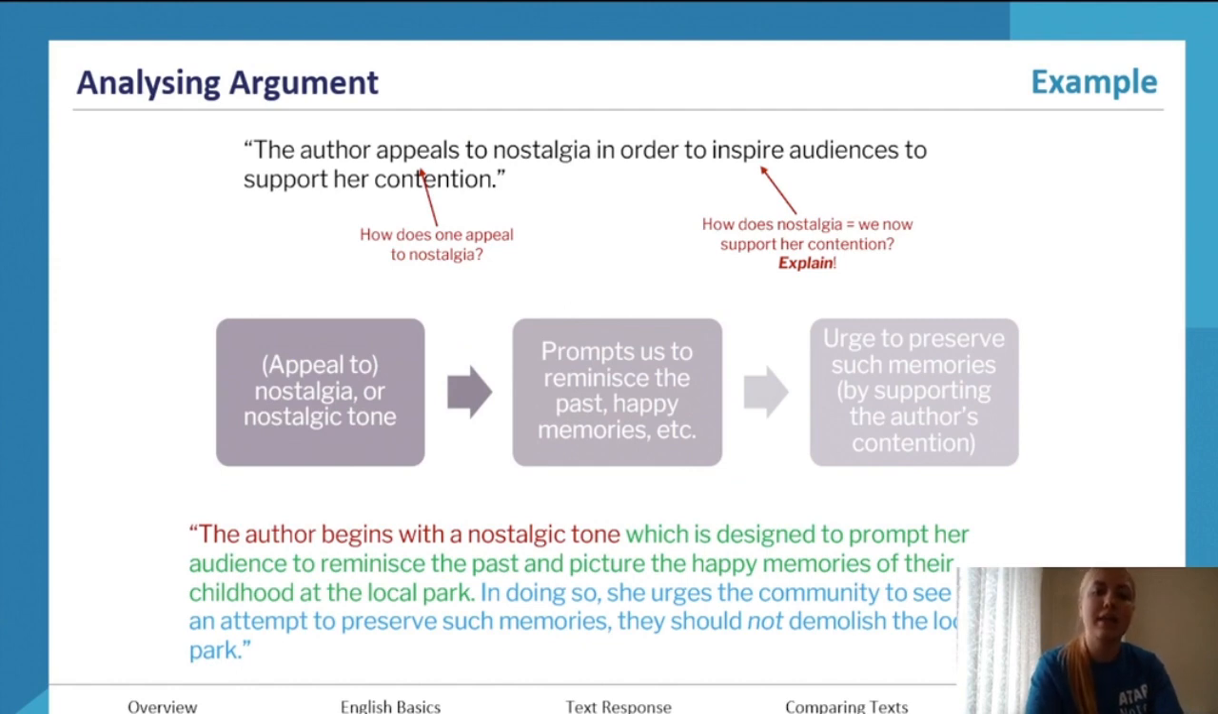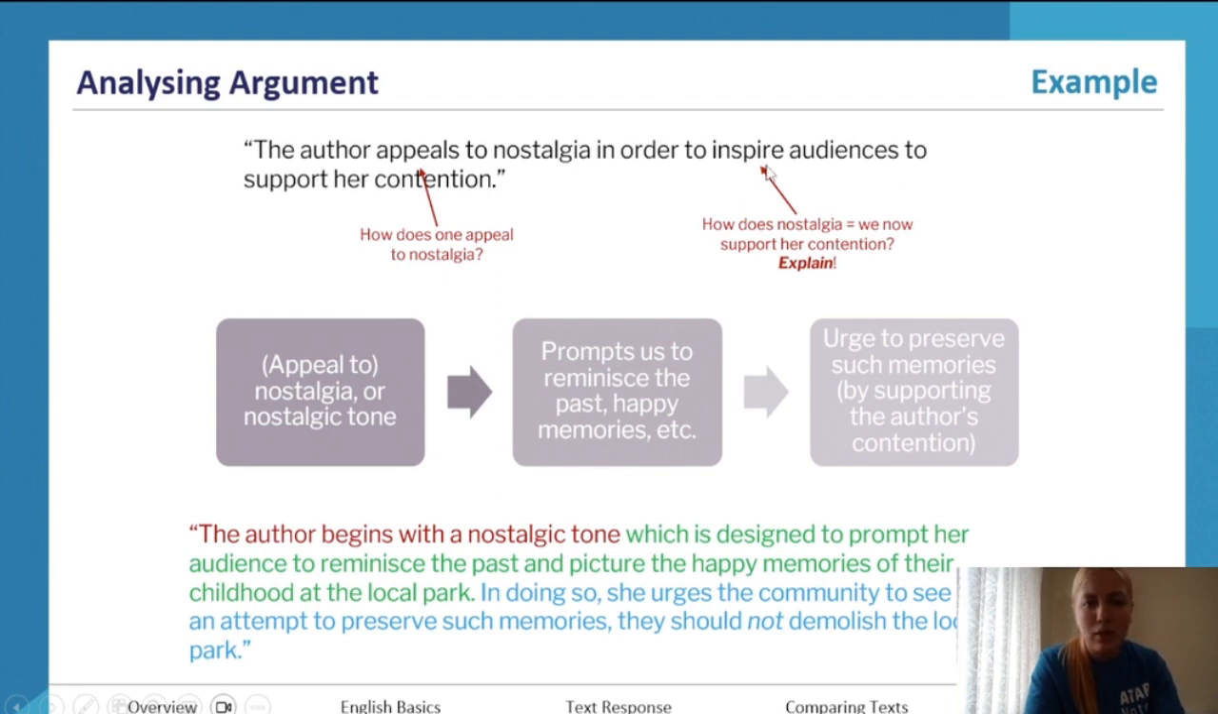Having a look at an example, what not to do. The author appeals to nostalgia in order to inspire audiences to support her contention. This aims to do the what, and the how, and the why, but really doesn't say anything. Some students will write like this. So we need to make sure we thoroughly include each step of the what, how, why process. We don't even know how the author appeals to nostalgia. Where's the evidence?